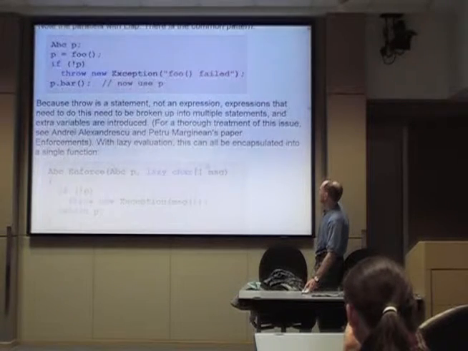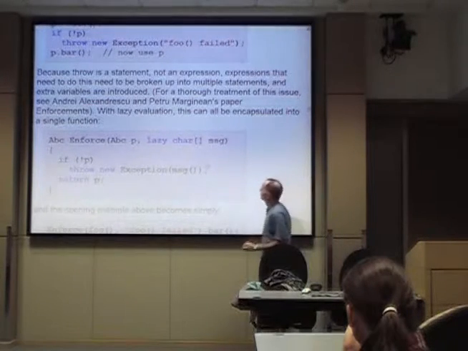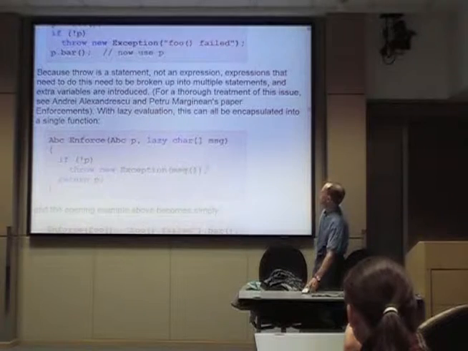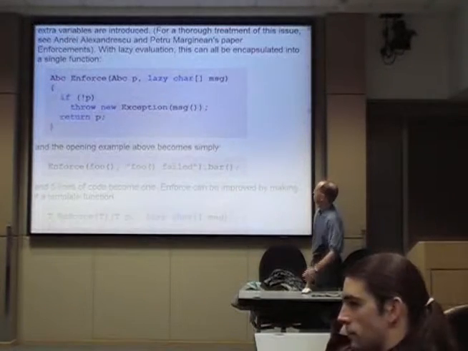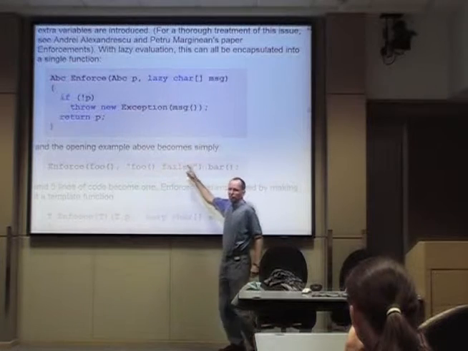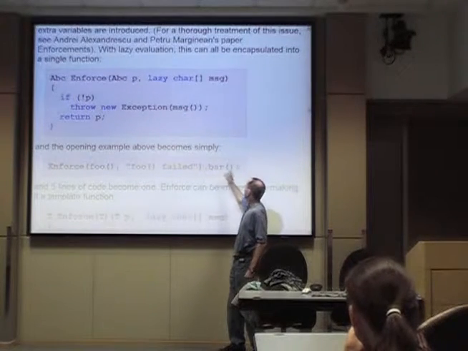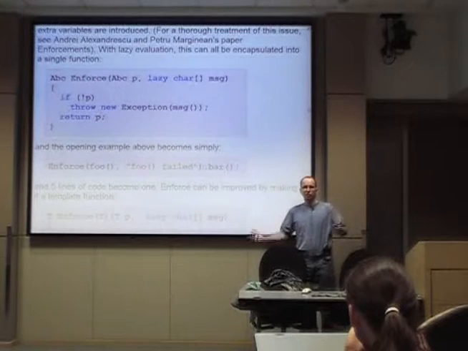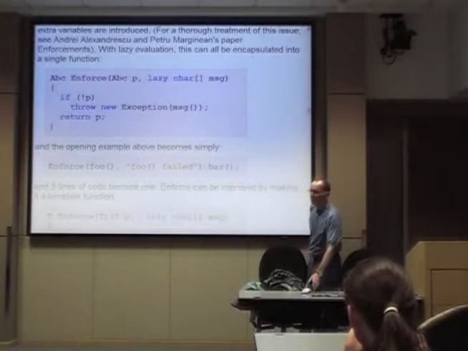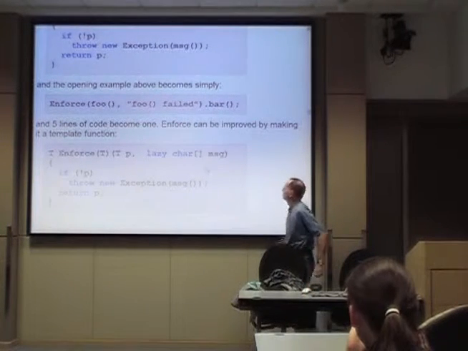With lazy evaluation, we can implement it rather simply. Here's our parameter, and there's our message to throw for an exception if it fails. And our example becomes enforce, call function foo. This message gets evaluated and turned into an exception and thrown if it fails. If the function returns normally, I can just go .bar. And I don't have to create extra variables. I don't need those extra statements. In fact, it's more likely I'm going to do this right because I can do it with a simple one-liner like that. So 5 lines of code become 1.